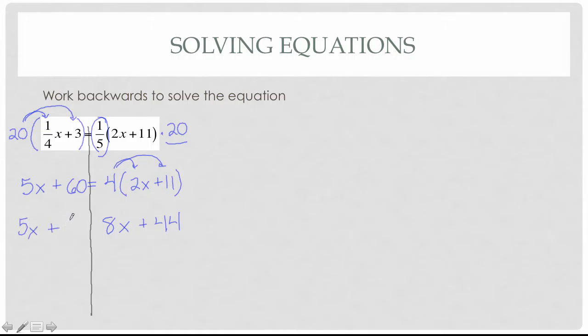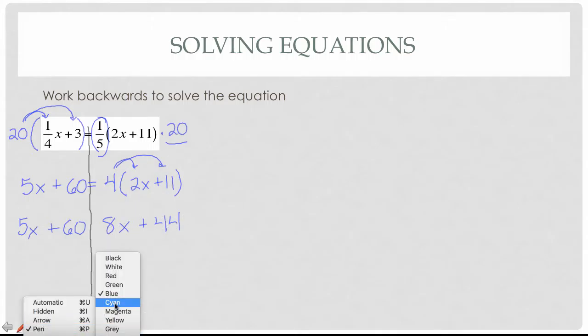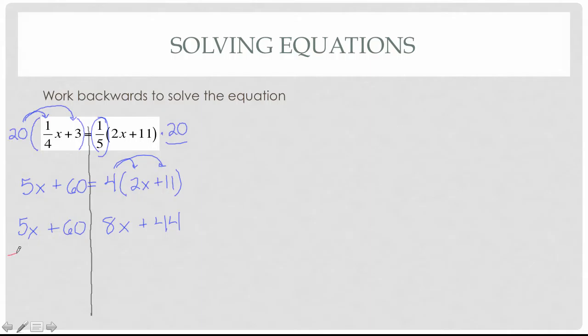But now look at this. We just did some multiplication by 20, which wasn't so bad. But my equation now, there's no more fractions. I like that. It's easier to work with. I got variables on both sides. I got 5x and 8x. I only want variables on one side, so I'm going to subtract 5x from both sides. That makes the x's on the left go to 0. So now I've got 60 equals 3 times x plus 44.